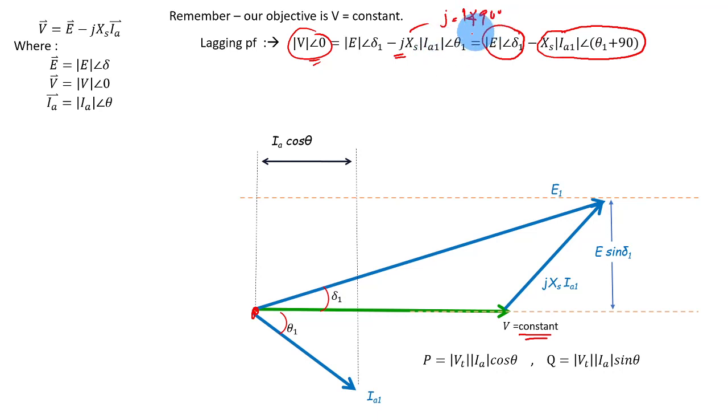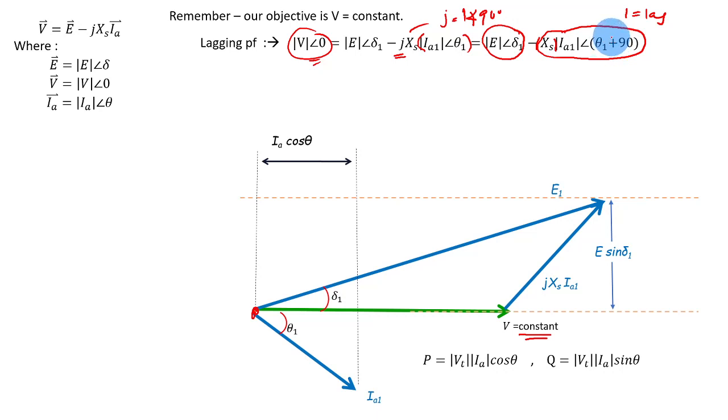So if you have theta 1, this is a phasor for IA, and this is a phasor for XS, the synchronous reactance. If you multiply them together, we get the magnitude XS multiplied by the magnitude of current IA1. 1 means lagging. And then you add the angles together, similar to a simple vector addition.